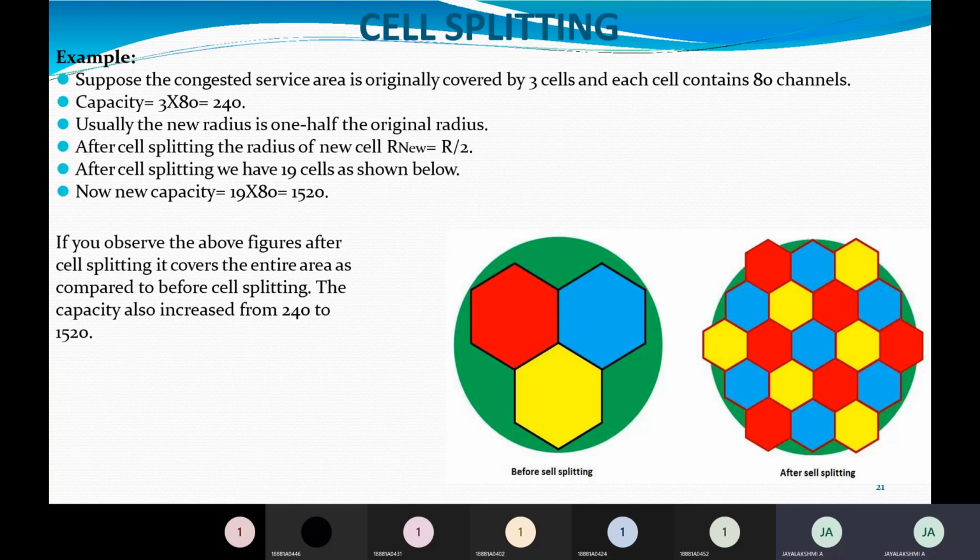Formula using m into k into n. M is the number of clusters. Here one cluster is there. K into number of channels. How many channels are there? 80 channels are there in each cell.